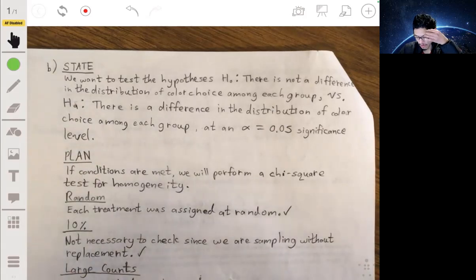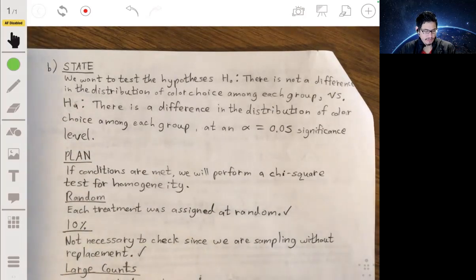So let's actually flip back. Let me flip back to that right now. We can, before I show you that.